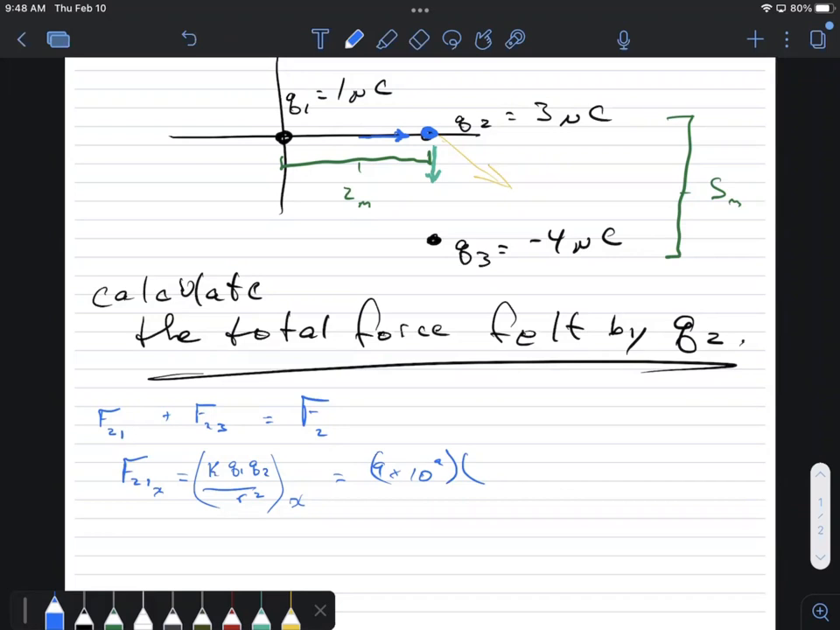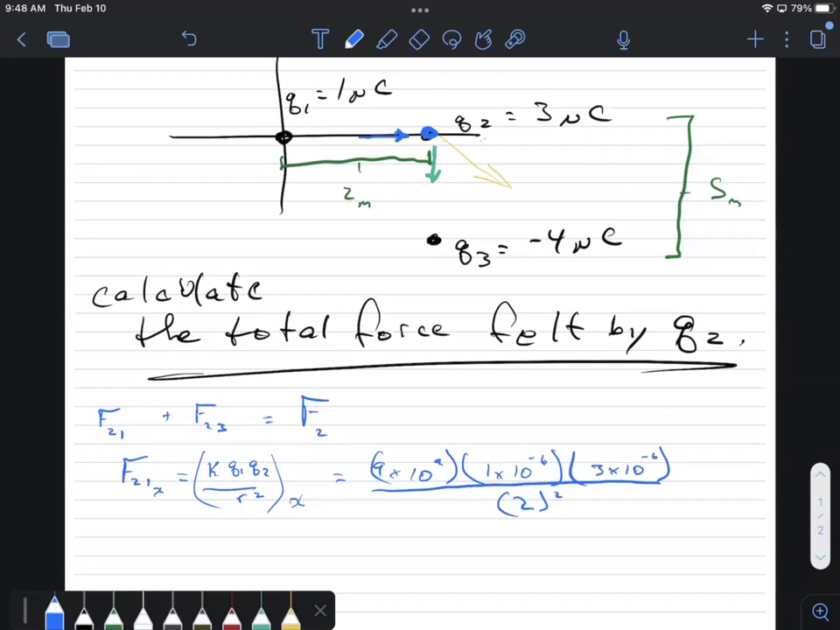So Q1 is 1 microcoulomb, and I know micro means 10 to the minus 6. So it's 1 times 10 to the minus 6. Q2 is 3 microcoulombs, so 3 times 10 to the minus 6. All divided by R squared, where R is the distance from 1 to 2 in meters, and it happens to be 2 meters. So it's 2 squared.